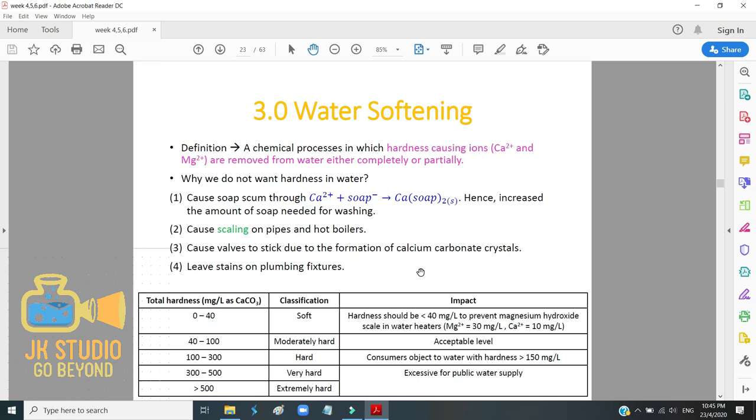So 0 to 40 mg/L concentration of CaCO3 is classified as soft. Actually hardness should be lower than 40, so we can prevent scale in the water heater. And then 40 to 100 is moderately hard, still acceptable. And then 100 to 300 mg per liter is hard, and consumers will object to water with this hardness. Then 300 to 500 is very hard. More than 500 is extremely hard, and the impact will really be excessive for the public water supply.